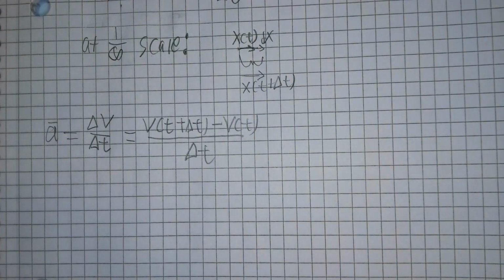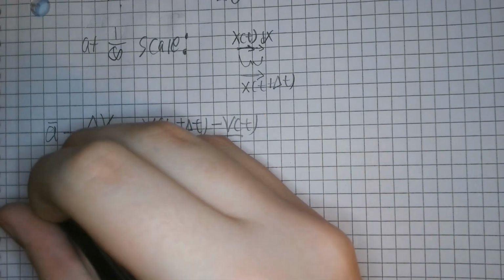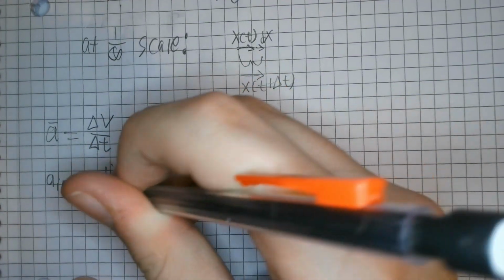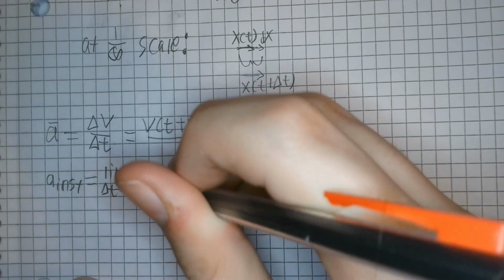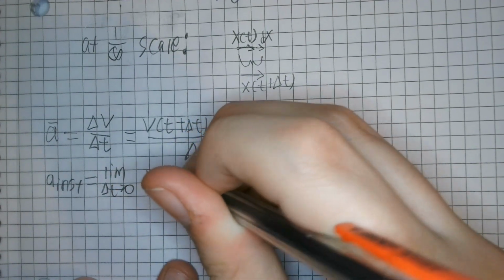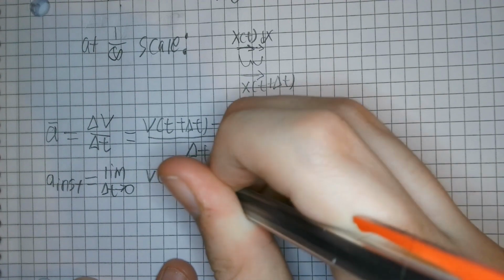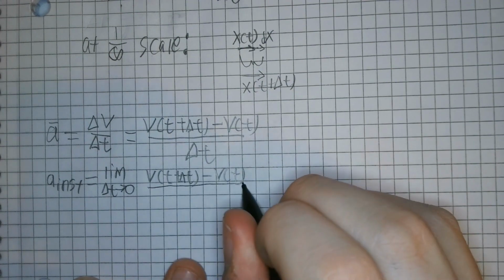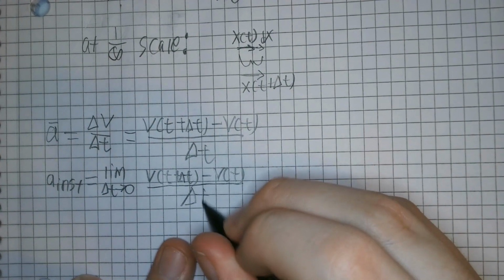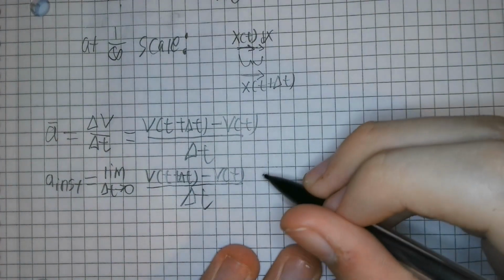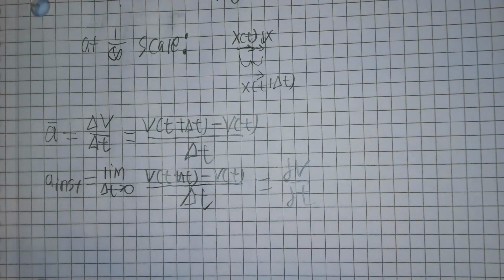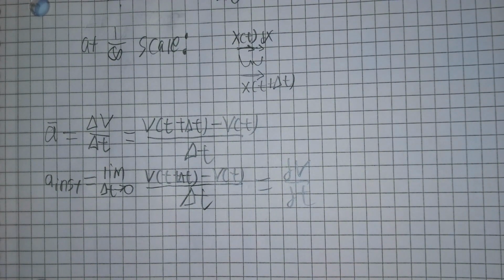We're going to write that in the same way as we did position. And then, I think you can see where this is going. The instantaneous acceleration is equal to the limit, as our change in time approaches 0, of the velocity at t plus delta t, which is going to 0, minus the velocity at time t, all over this very, very small change in time. And we can also write this as a derivative, the derivative of velocity with respect to time.